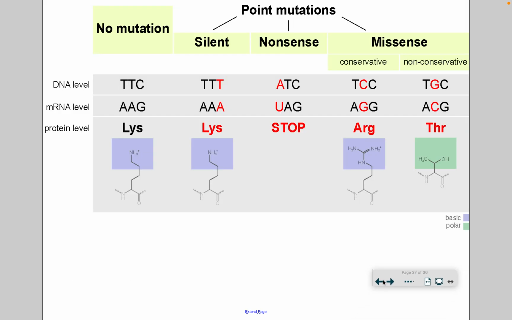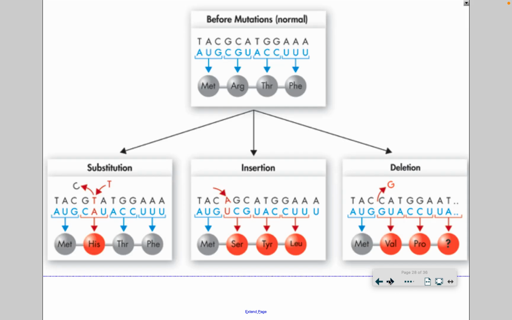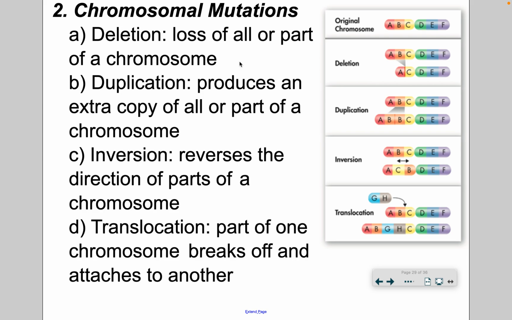Another type of mutations. Okay, so that was all gene mutations found on a gene. Another type of mutation is a chromosomal mutation, where it affects a large part of the chromosome. Lights are going dark here. So there are 4 different types of chromosomal mutations.